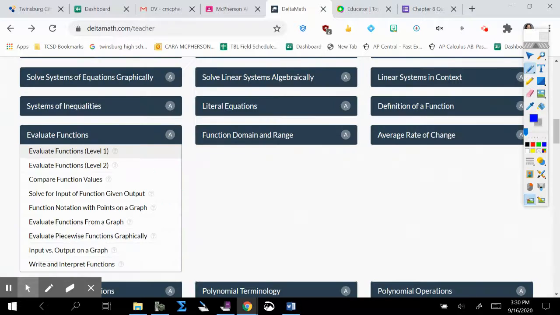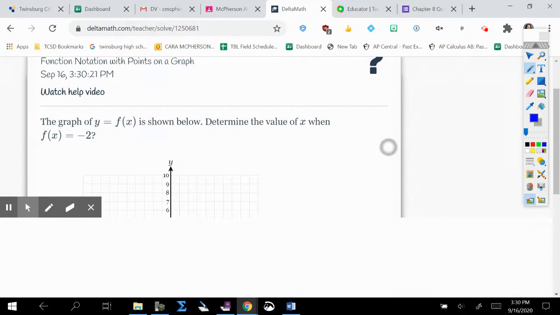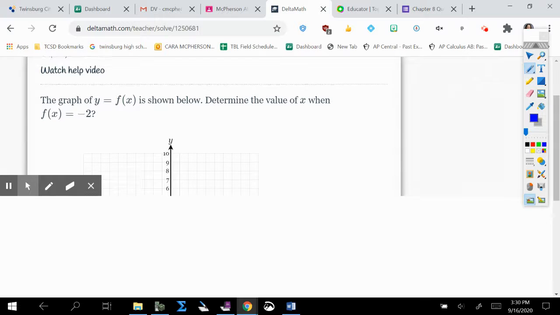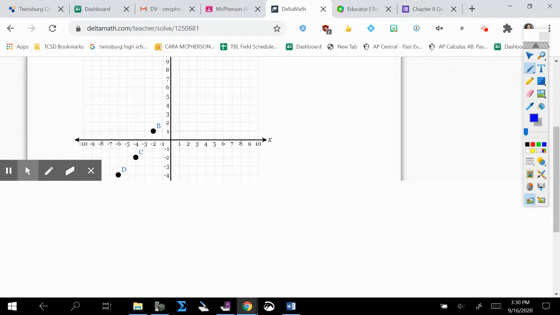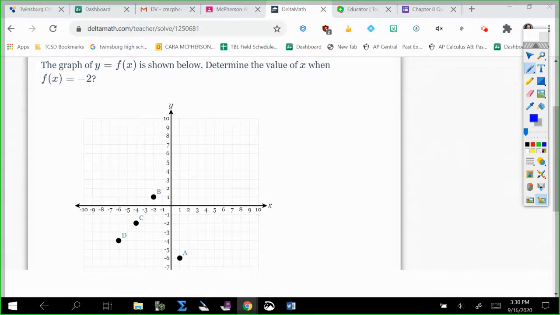The next thing I wanted to show you is how we look at a graph with these. So let's say we have something like this one. This one is looking at a graph. It wants to know what the value of x is when f of x equals negative 2. So this negative 2 right here, that's the y value. So when you have it written like that, that is your y value.